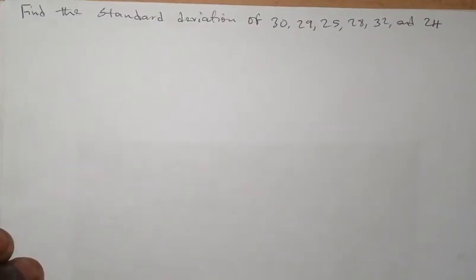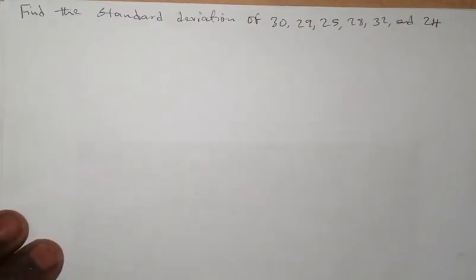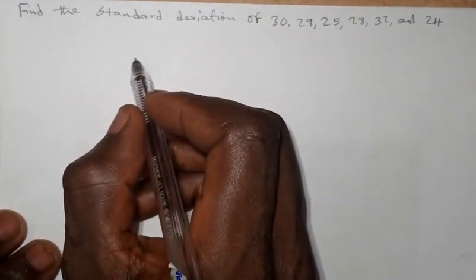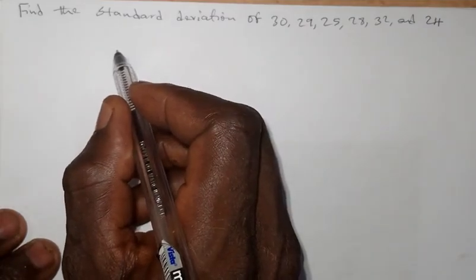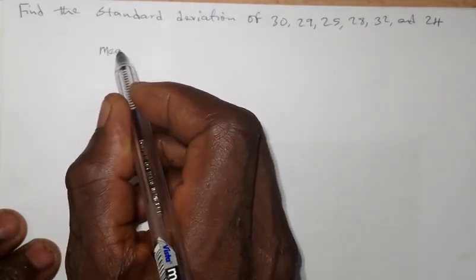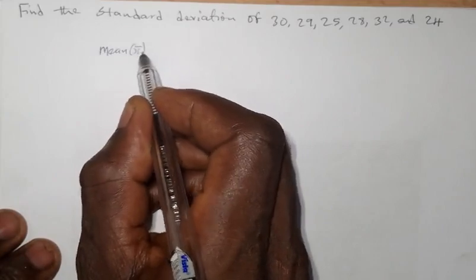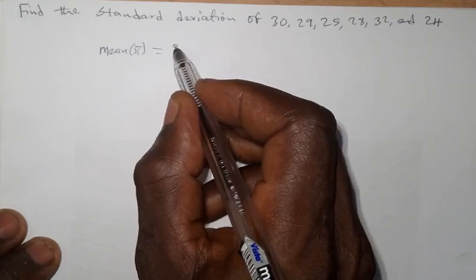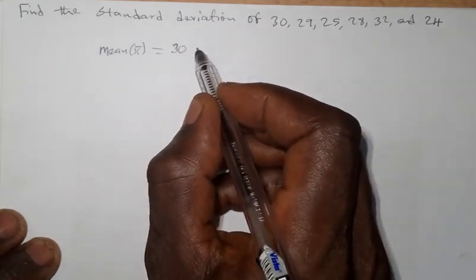Okay, we have a question here: we have to find the standard deviation of 30. So the first thing we need to do here is to find the mean. We need to find the mean, which is x bar, equal to 30. I won't arrange it in order.